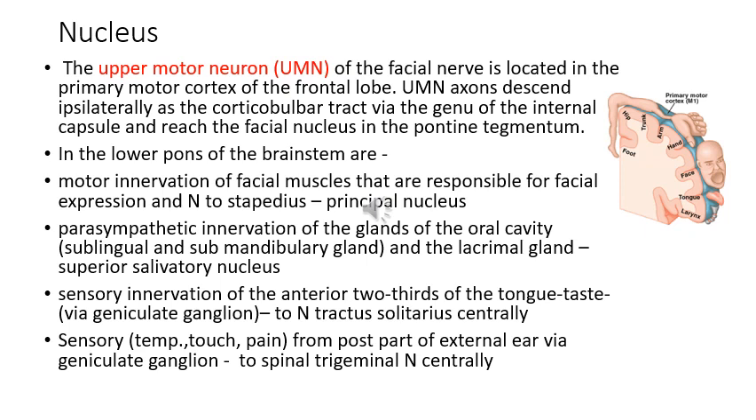So the upper motor neuron starts from that point in the primary motor cortex of the frontal lobe. It descends ipsilaterally, meaning firstly it descends along the same side and later it crosses to the opposite side. It descends ipsilaterally as the cortico-bulbar tract via the genu of the internal capsule. Since it is a cranial nerve and the nucleus is located in the pons, the upper central connection from the cerebral cortex to the pons is called the cortico-bulbar tract.